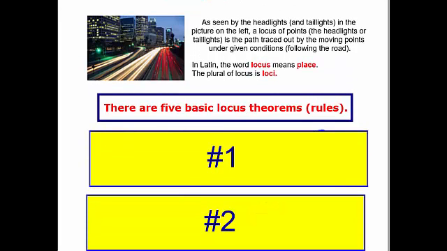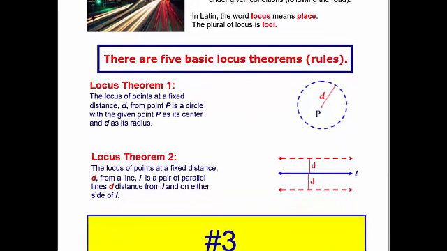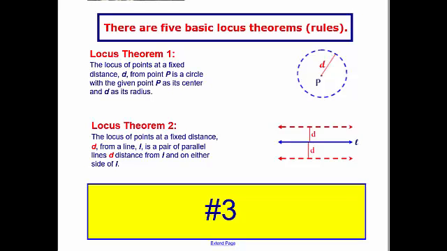The first locus theorem asks what is the set of points that are at a fixed distance d from point P? And that would be a circle. P is the center of the circle and d is the radius. The second locus theorem defines the locus of points a fixed distance d from one given line, and that would be a pair of parallel lines that are each d distance away from L on either side. Notice that we draw locus with a dashed or dotted line to represent each of those points satisfying the condition.